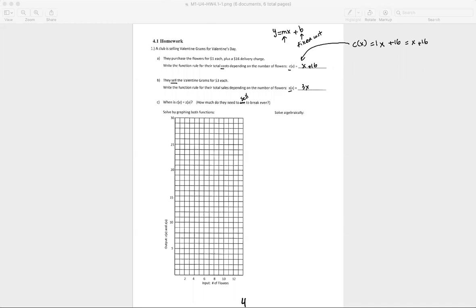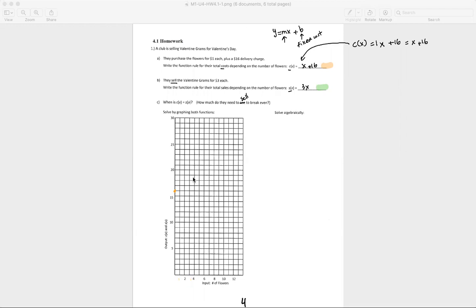I'm going to use 2 different colors. For the purchase, I'm going to use orange, and for the sale, I'm going to use green, right? So the equation for purchase, we said it's C of x equals x plus 16. So you're going to start at 16, which is right here. Just be careful with the scale. The scale on the y-axis goes by 1, and the scale on the x-axis also goes by 1, but different. So this is 1, really, 2, 3, 4, right?